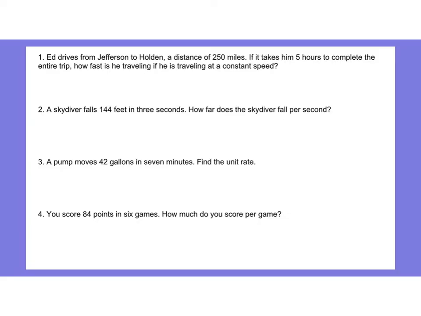In problem number 1, it says Ed drives from Jefferson to Holden, a distance of 250 miles. If it takes him 5 hours to complete the entire trip, how fast is he traveling if he is traveling at a constant speed? So we will find the unit rate. Our unit of time is 5 hours. So we are going to place hours in the denominator. And our distance is 250 miles. Our unit is miles, and that will go in our numerator.